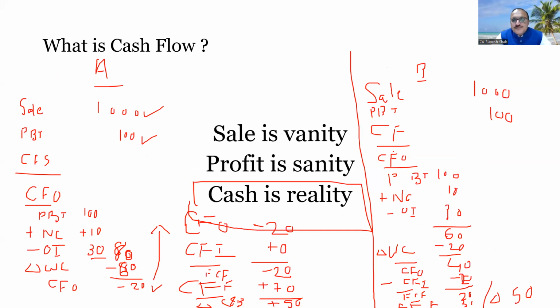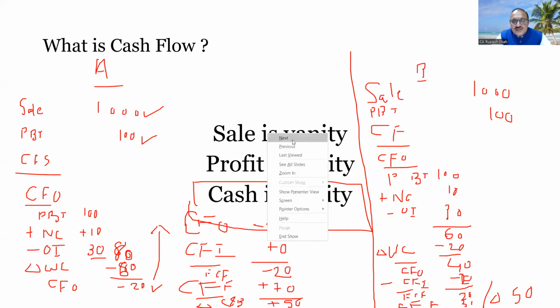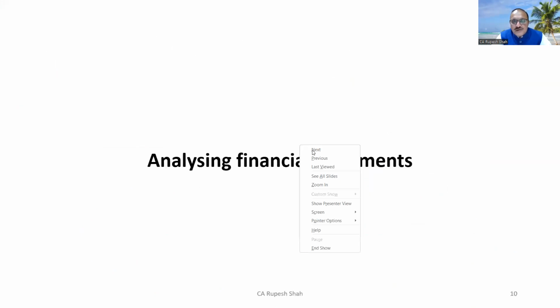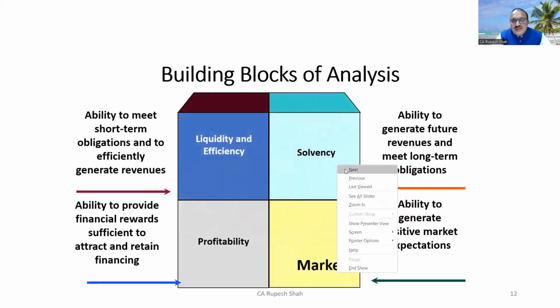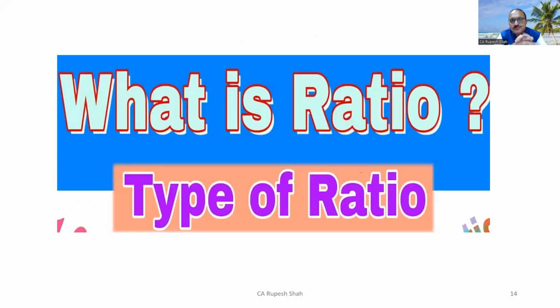Okay. So let us move to ratio. The question arises, what is the meaning of ratio? Now, ratio means what? Ratio is nothing but a relationship between two numbers, right? Both the numbers can come from the P&L account, or both can come from the balance sheet, or one number can come from P&L and the other from the balance sheet. But basically, it is the relationship between two numbers.